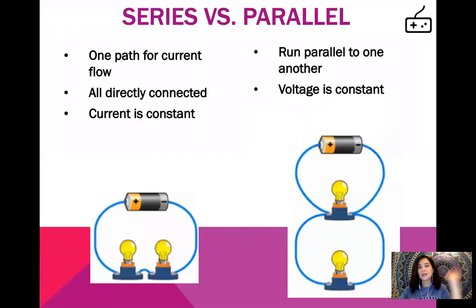So, as a quick recap, series versus parallel. In a series circuit, there is only one path for the current to flow through. Everything is directly connected, and the current is constant. In a parallel circuit, we've got multiple pathways for the current to run through that are parallel to one another. And remember, parallel means they don't touch. Technically, they connect at some point, right? But we can have 2 bits of electricity going through each of these, and they wouldn't touch each other. And in a parallel circuit, voltage is constant across.